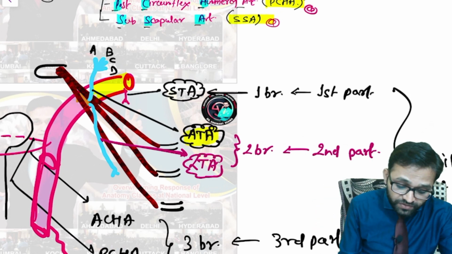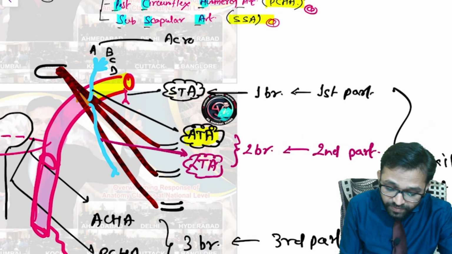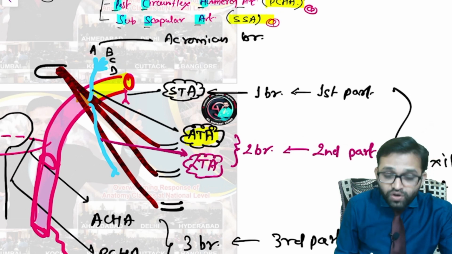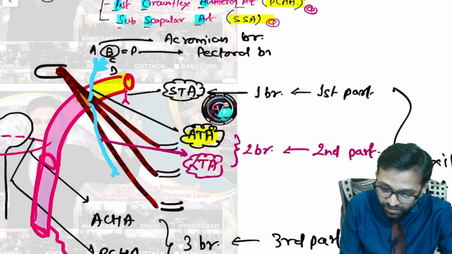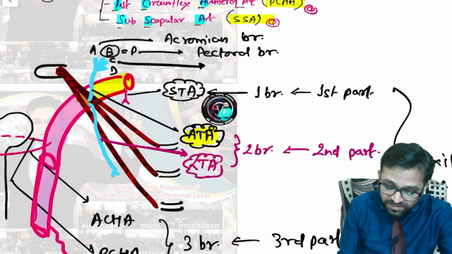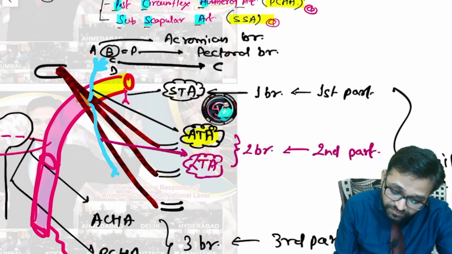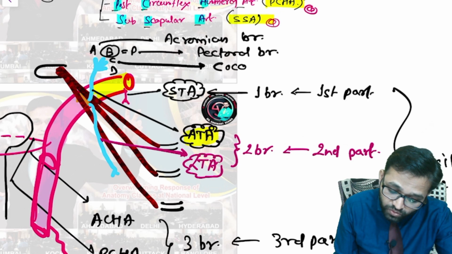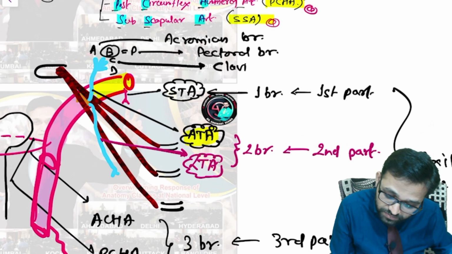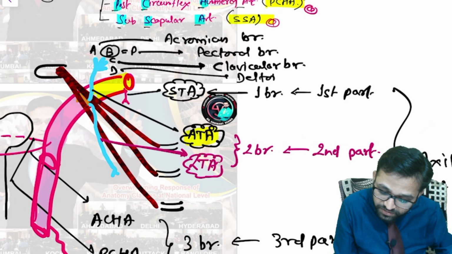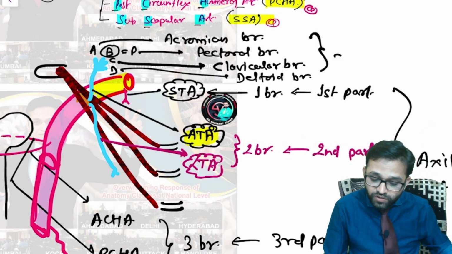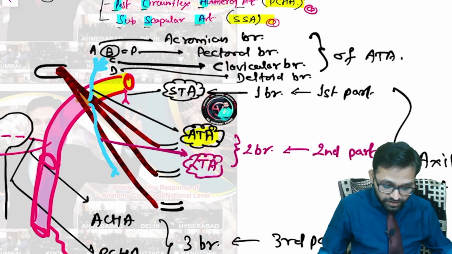You can remember A for acromial branch of the acromiothoracic artery. In place of B, you have to remember P. So this is actually the pectoral branch of the thoracoacromial artery. Then this C is our clavicular branch. And last D is our deltoid branch of the acromiothoracic artery. Getting the point?